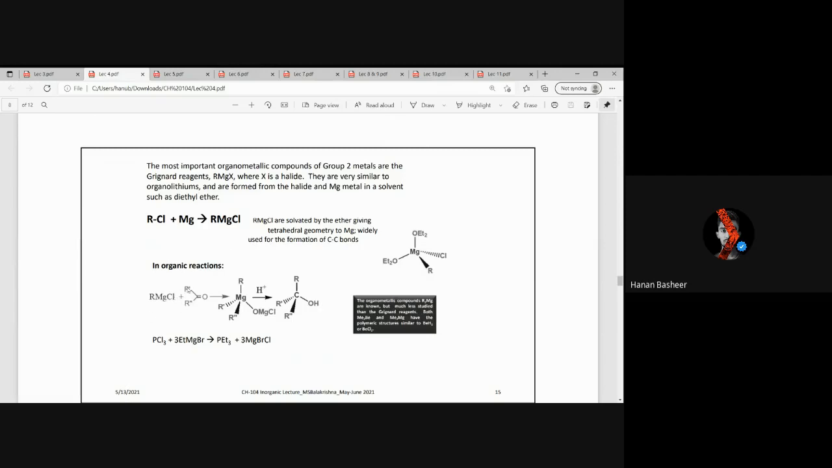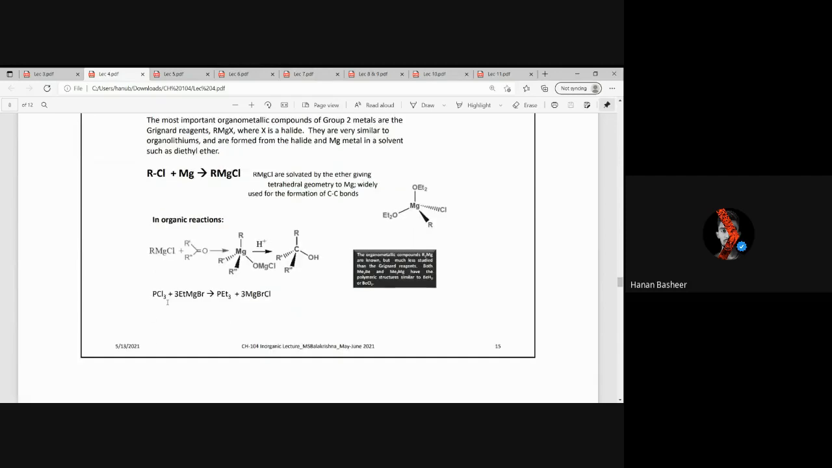And RMgCl, when we react with our ketone, then we'll get a structure like this. And then when we add H+, then we get something like this. So finally, the R will get added to this carbon, and then we'll get an OH. So you can just keep this shortcut trick in mind. Then PCl3, when we add it with the Grignard EtMgBr, then we get PEt3.